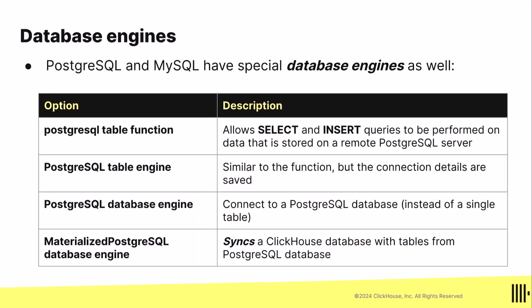One last comment, for Postgres and MySQL there are also database engines where you can connect to an entire Postgres database. That makes it super easy to query hundreds of tables in Postgres. That's nice. But again, the data is sitting in Postgres, so every time you write the query, it's going to stream that data into ClickHouse. Same with MySQL. You can connect to a bunch of tables in a MySQL database. Again, it's streaming the data in every single time.